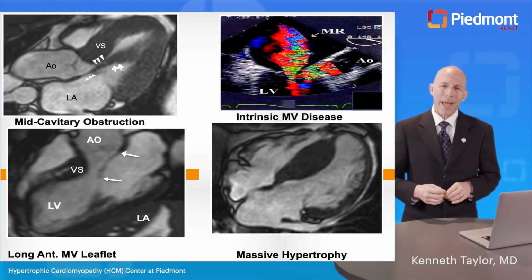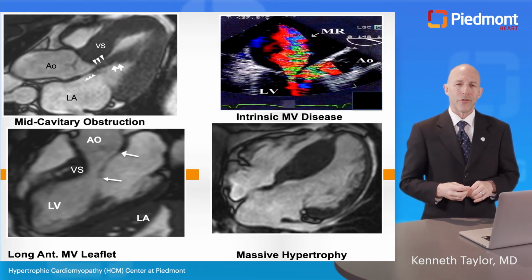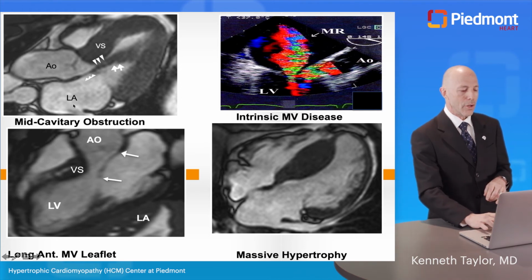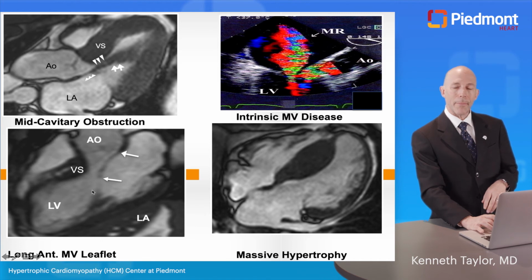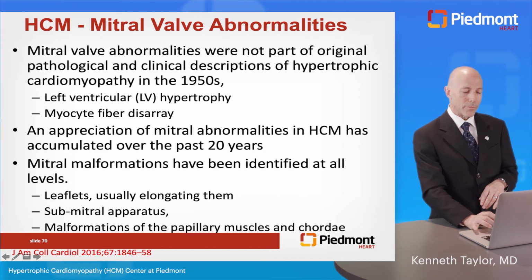There are a number of pathological abnormalities that are seen that lend themselves to surgical myomectomy over alcohol septal ablation. So mitral valve abnormality, particularly of the papillary muscle and mid-cavitary obstruction, intrinsic mitral valve disease, a long anterior leaflet that attaches high up and contributes to the obstruction. You may be able to remove the septal thickening, but not the mitral valve cord, or massive hypertrophy.